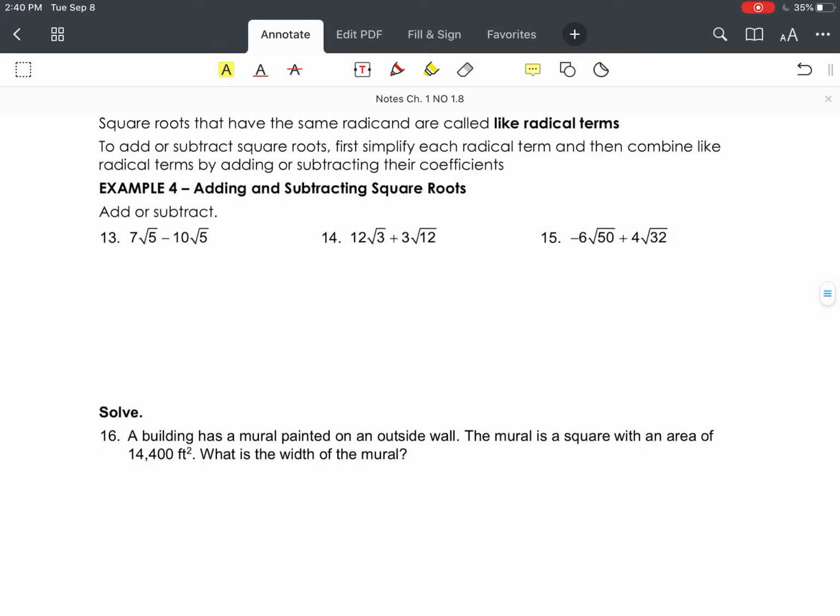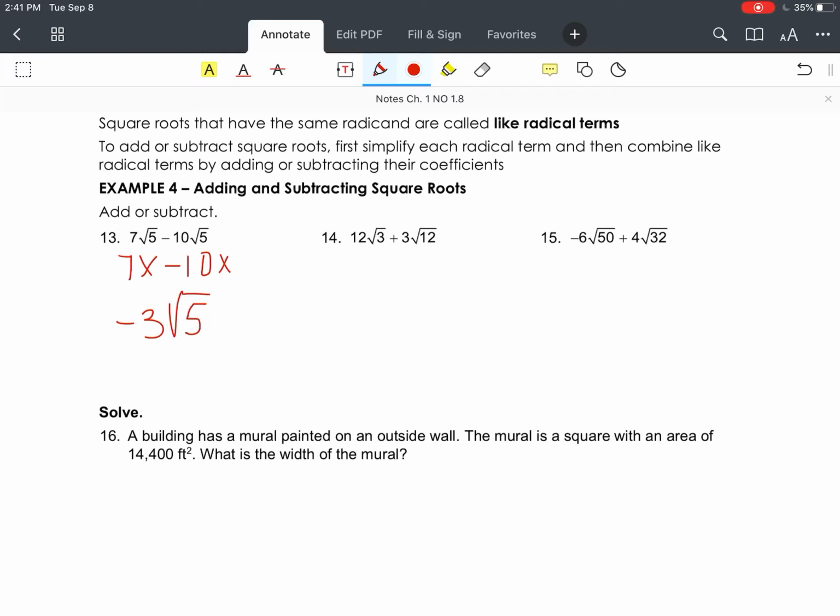So looking here at number 13, we have 7 root 5 minus 10 root 5. This is the exact same. We have root 5 for both. This is the same thing as saying like 7x minus 10x. You just subtract the coefficients. Well, 7 minus 10 is negative 3. Now, we don't have x's here. We have root 5s. But it works the same as with square roots. Let's try the next one.